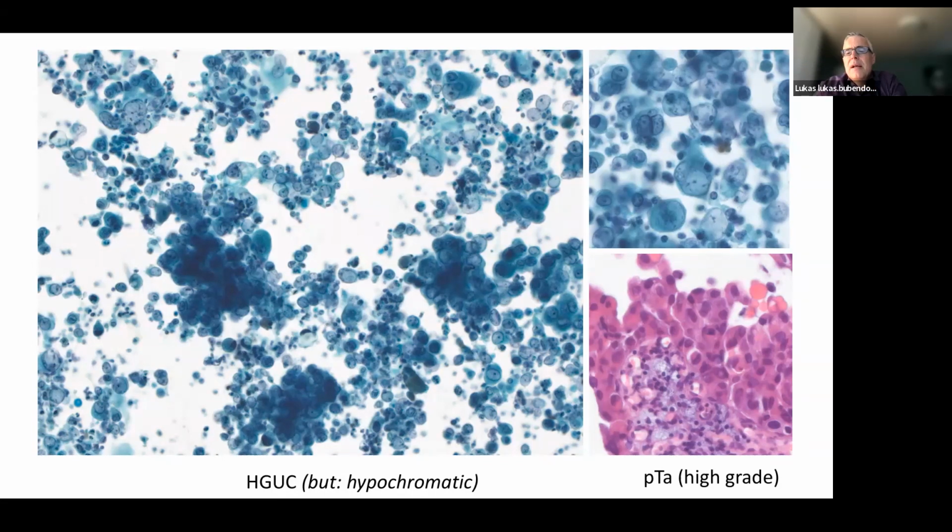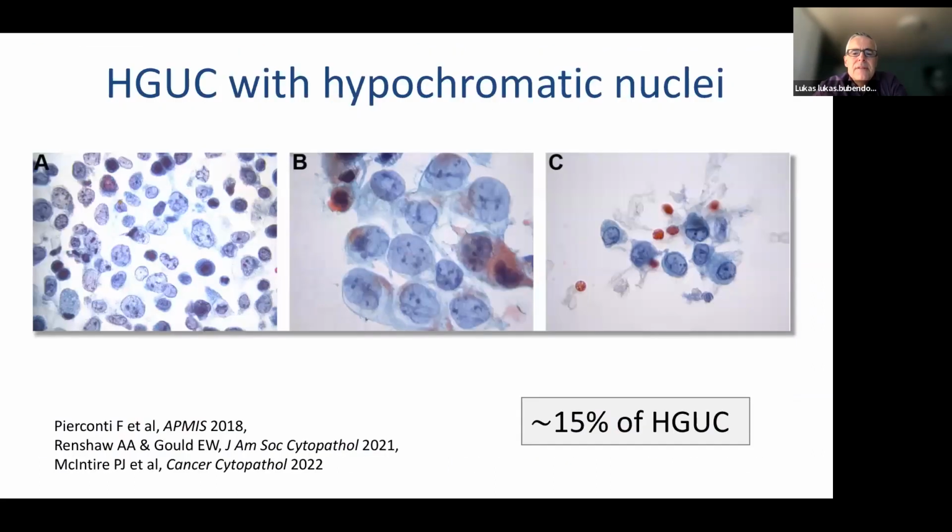That's a new aspect that has been introduced in the TPS system. And in the last few years, actually 3 papers came out which described this phenomenon, high-grade urothelial carcinoma with hypochromatic nuclei, and you see some examples. They have all the criteria, but they lack the hyperchromasia. And in all of those 3 studies, the prevalence of such hypochromatic cells in high-grade urothelial carcinoma was around 15%, so it's not so rare.